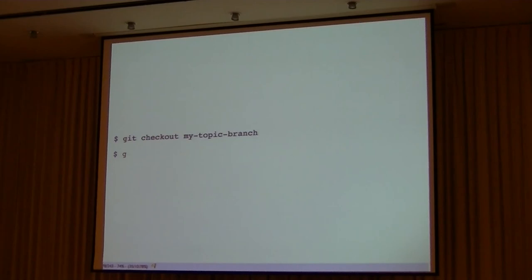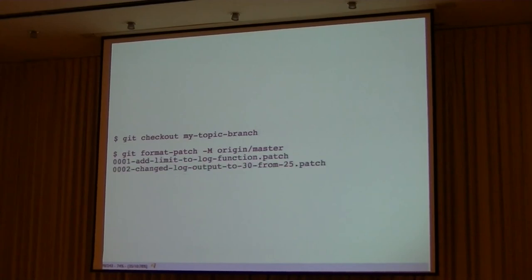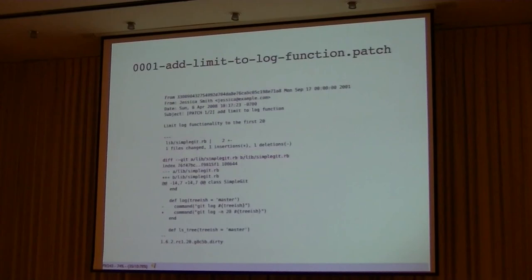So if you're on your branch and you say git format-patch and then what you're trying to base it on, it'll take whatever's unique to your side, in this case the two commits, and it will put them into patch files that are named after the commit, and they look like emails.